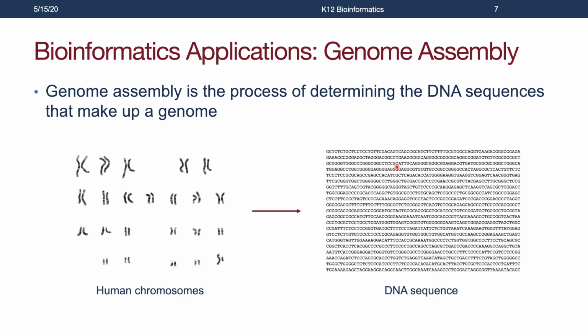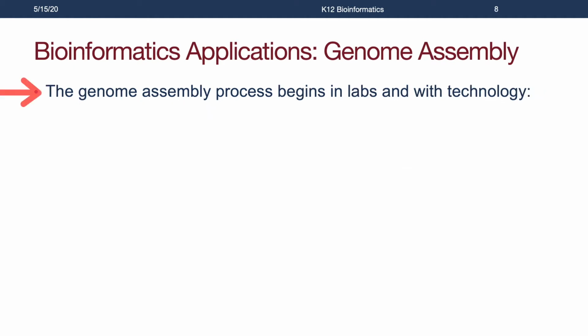So even if we had a machine that could read all 3 billion base pairs at once, we'd actually need a computer just to store that information. In reality, the way we assemble genomes today involves several steps. The process of genome assembly begins in labs and with specific technology.